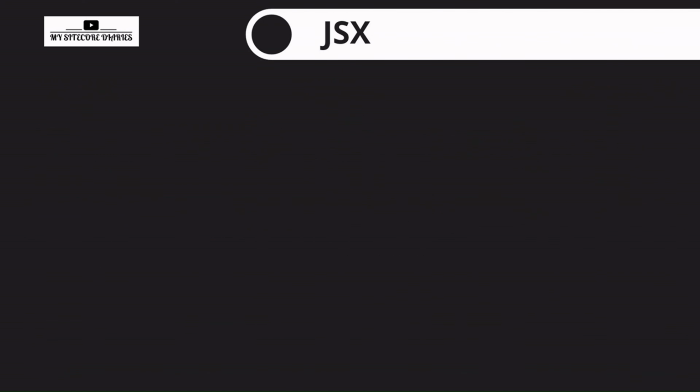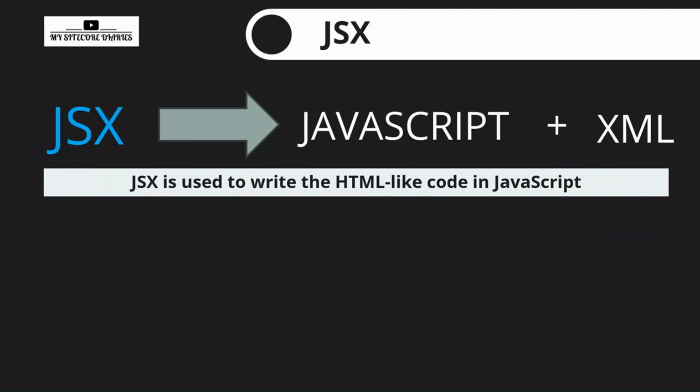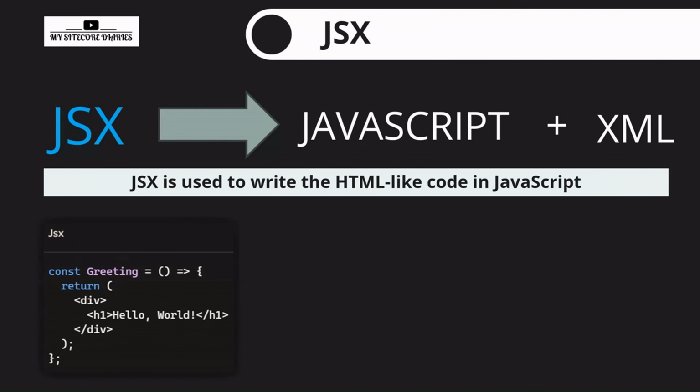Now let's move to the last topic of the day, that is JSX. So JSX is basically a combination of JavaScript and XML. JSX is a syntax extension for JavaScript that allows us to write HTML-like code directly within JavaScript. So as you can see on the slide, the JSX code makes it easier to create a React element and build the component.